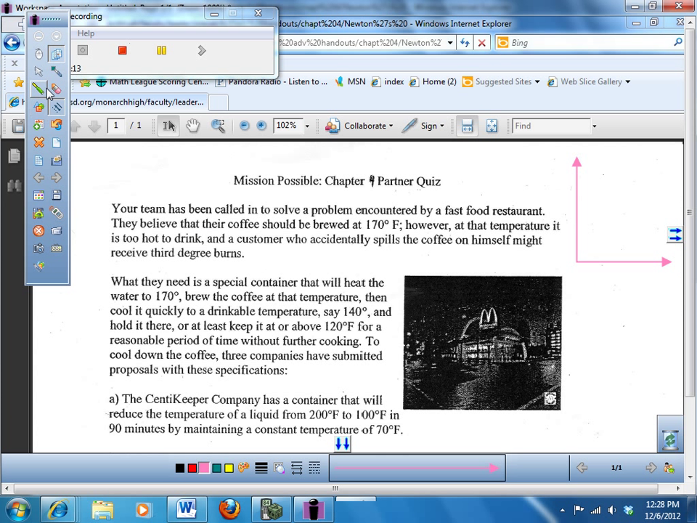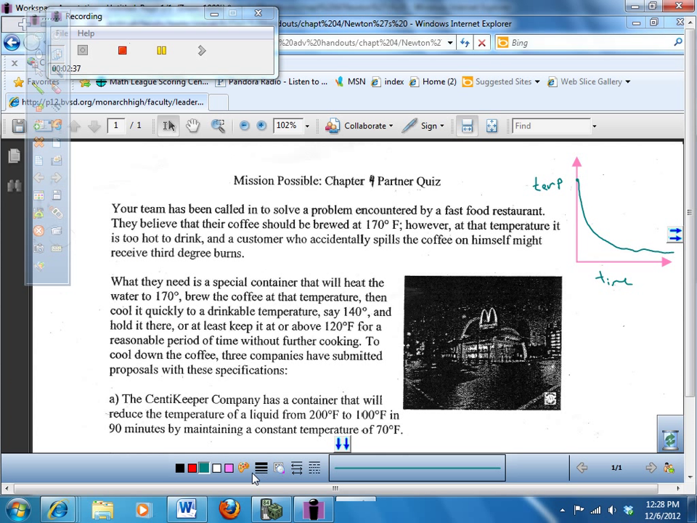Your coffee is going to start at some temperature, which is not the 170 degrees. So here's your temp. And here's your time in hours, I believe. And your graph is going to look something like this. It is going to approach an asymptote down here. I'll let you figure out what that asymptote is.